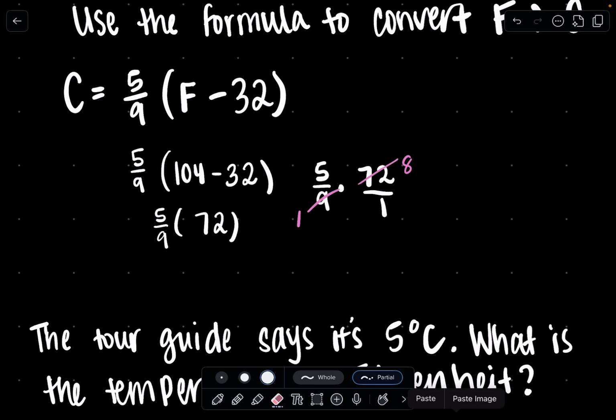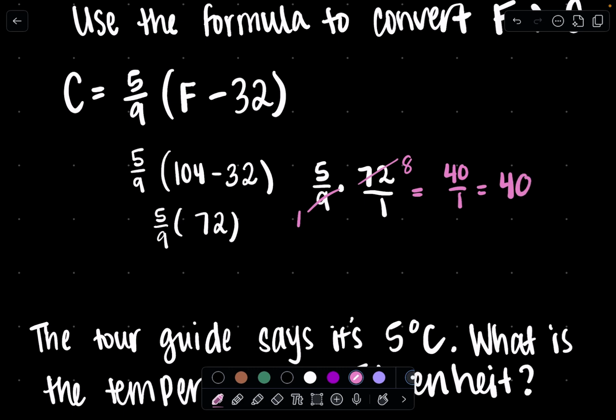So 72 divided by 9 is 8. So now I have this fraction. Okay, now when I multiply, I get 40 over 1, which is just 40 wholes. So that means if it is 104 degrees Fahrenheit outside in Houston, that would be 40 degrees Celsius.